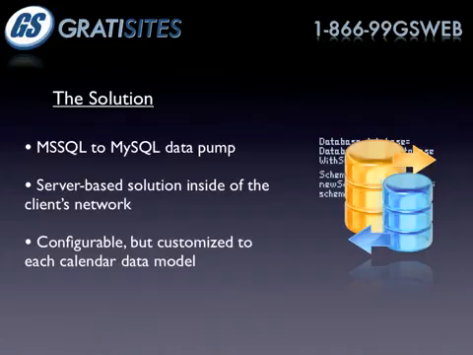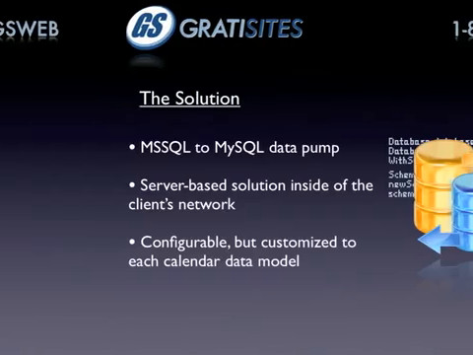So what we did was we built a solution that ran on their server inside of their network. There don't need to be any holes opened up inside the firewall, and the data can move smoothly. The other issue was to make sure that the system was configurable, but at the same time match the data model between the two calendar systems, which we did.